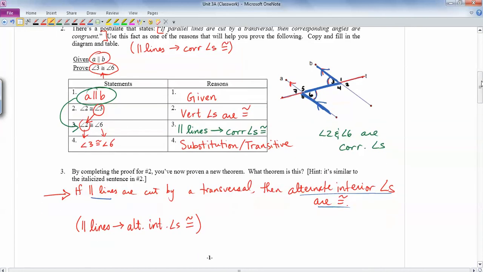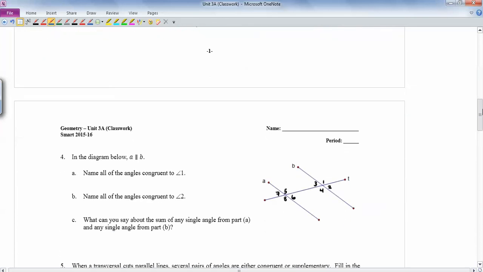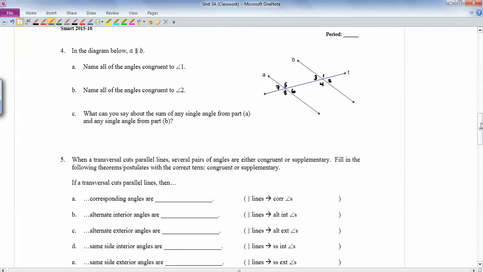Okay, so let's go on. So in 4 here, in the diagram below, line A is parallel to line B.